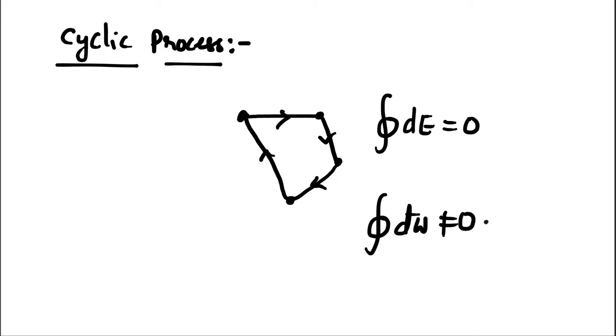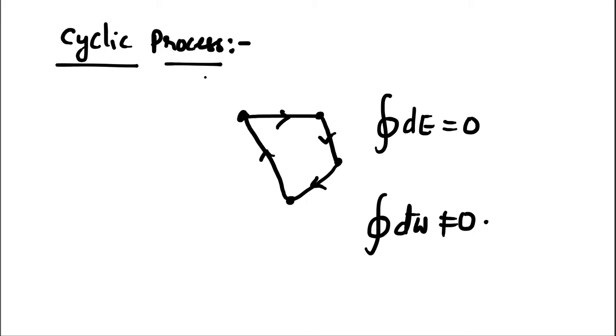Okay. So what is the cyclic process? It is a process or path of several steps leading to the initial point. So that is known as a cyclic process.